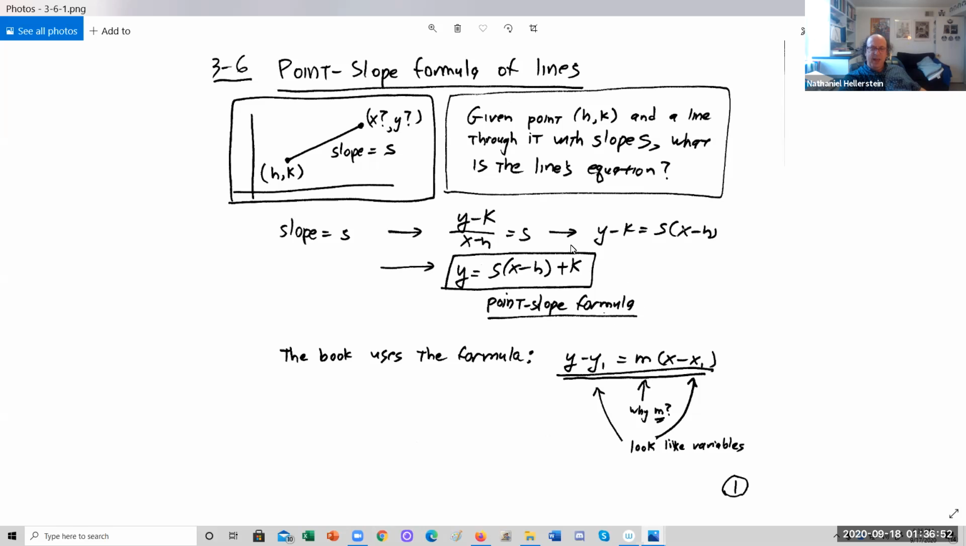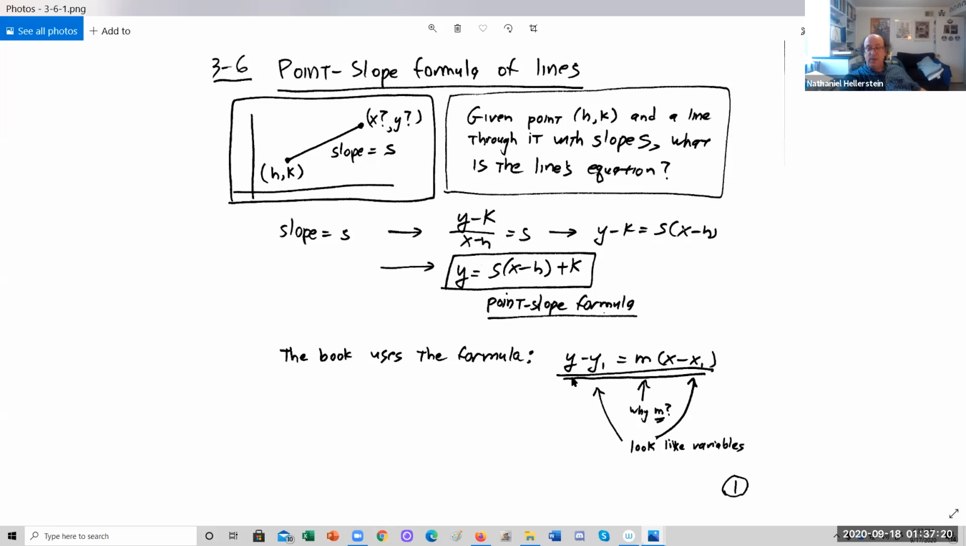Now the book writes the same formula in a different way. They have y minus y1 equals m times (x minus x1). m is the slope, and (x1, y1) is the point. I don't really like this way of phrasing the formula. For one thing, m is a mysterious letter to use for slope. And x1 and y1 look too much like variables rather than the parameters they are.